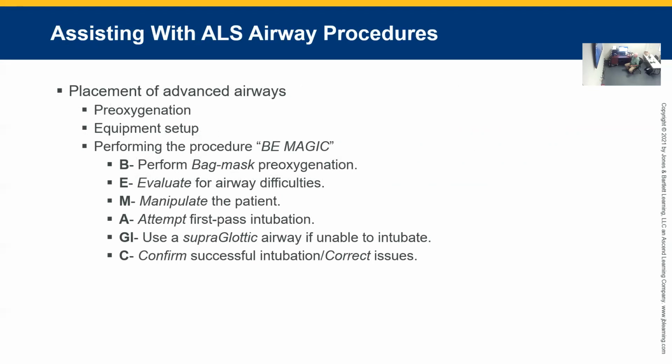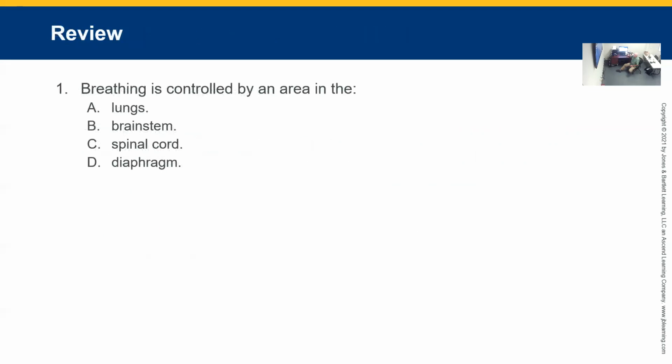All right, this is an ALS procedure. What they want you to do is pre-oxygenate, set your equipment up, BVM the patient with their airway issues, and then first pass intubation with a tracheal tube, which is a magnetic skill. We'll go over and show you what it is, but we'll talk about that.